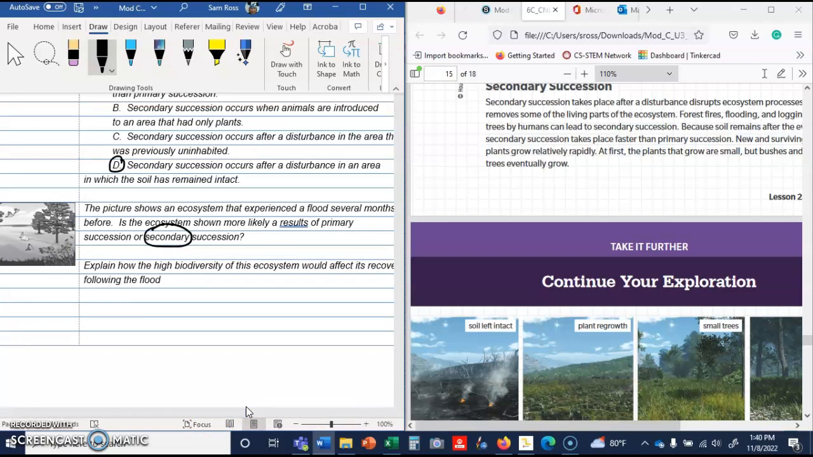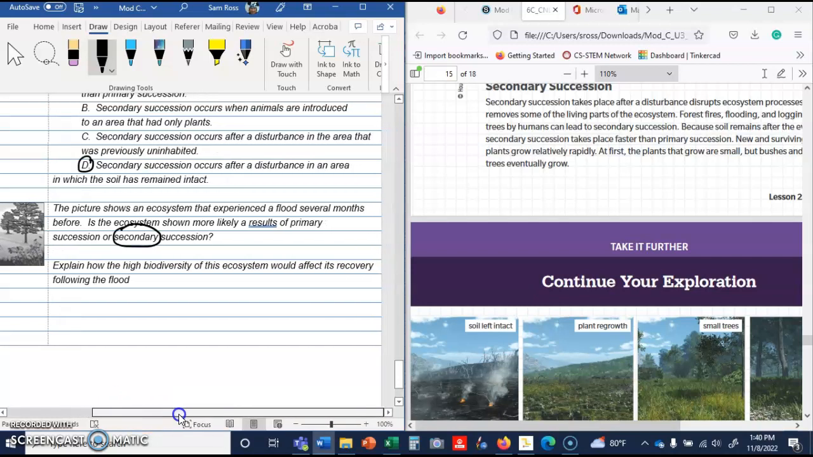And the ecosystem would probably survive a few changes because it is mature and has diverse vegetation and organisms. So we have high biodiversity, which means that the ecosystem would probably survive a few changes because it's a mature ecosystem with diverse vegetation and organisms.